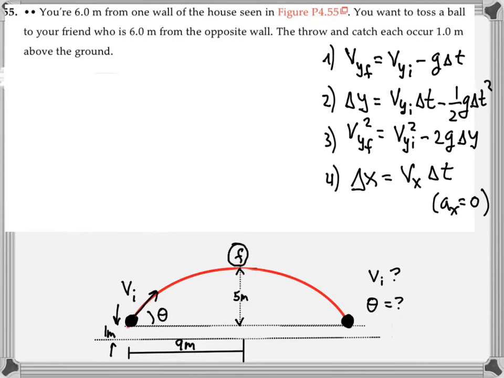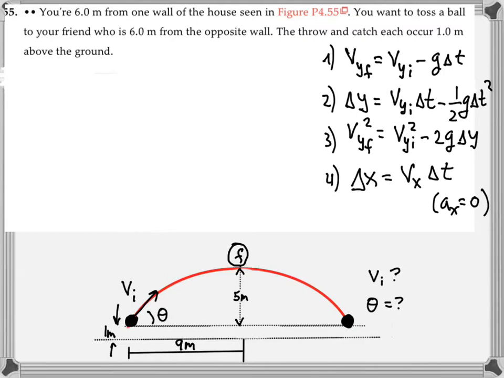So let's start by choosing a final point. We have an initial point, clearly, where the ball was launched, but the final point, I'm going to choose to be at the top of the parabola. And the reason why I'm choosing that point is because I know information about that point. I know that that point is 5 meters above the ground. I know that point is 9 meters horizontally away from the launch point. So you want to pick the final point, the place where you have information about the motion of the ball.